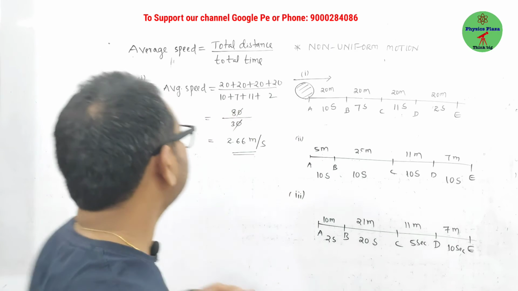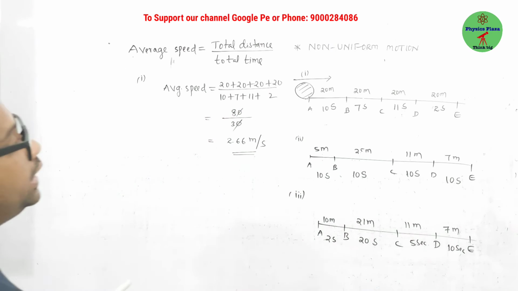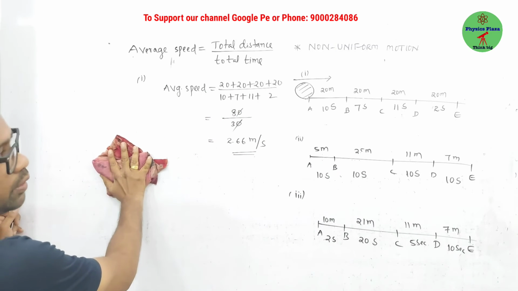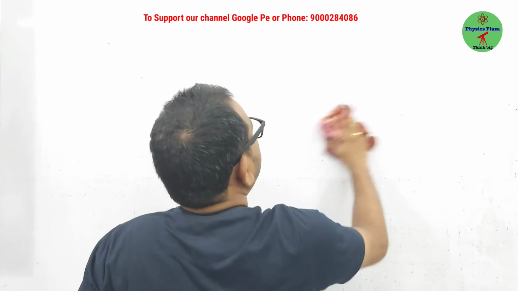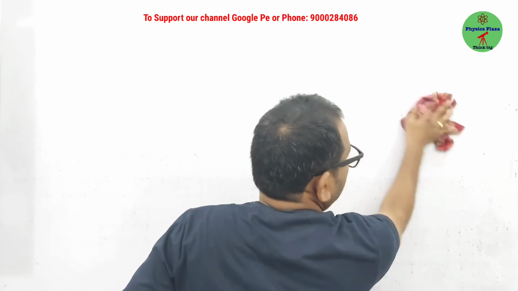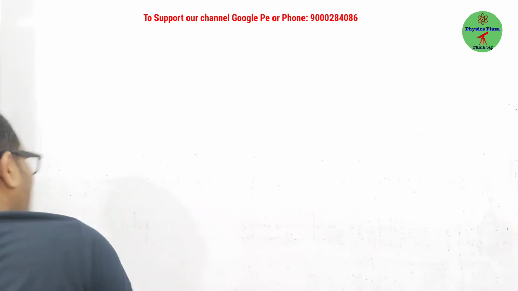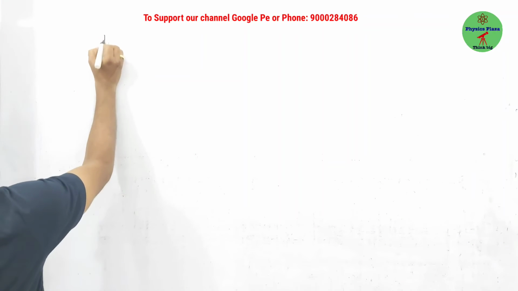Okay, so children, this is about speed, uniform motion, non-uniform motion and average speed. Okay, children. Now we'll talk about the mass.